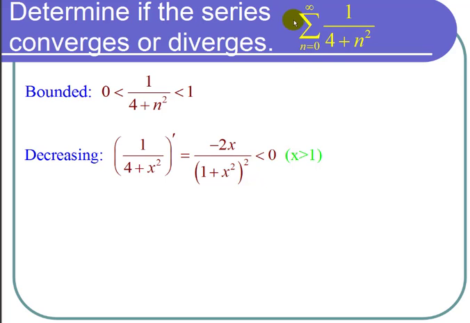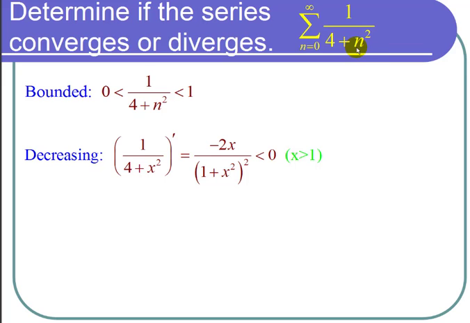So now if x is bigger than 1, or if x is large, then negative 2x will be negative. The denominator is positive, so this whole fraction will be less than 0. And yes, we know that these terms are decreasing as n gets bigger and bigger. So now that we know that the terms are bounded and decreasing, I can apply the integral test. And that says that if we take the integral of this function, and if the integral converges, then the series also converges. If the integral diverges, then the series also diverges.